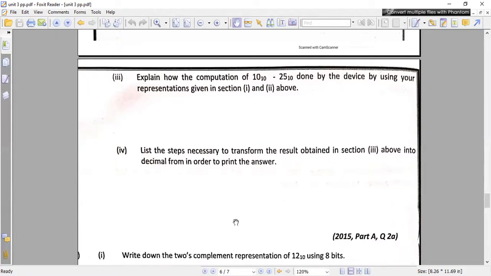List the steps necessary to transform the result obtained in the previous section to decimal form in order to print the answer. So what you are getting, you have to convert it to decimal. That means you have to check the most significant bit. If it is 0, just convert it to decimal. If it is 1, invert the bits, add 1 to the LSB, convert it to decimal and keep it as a negative value.